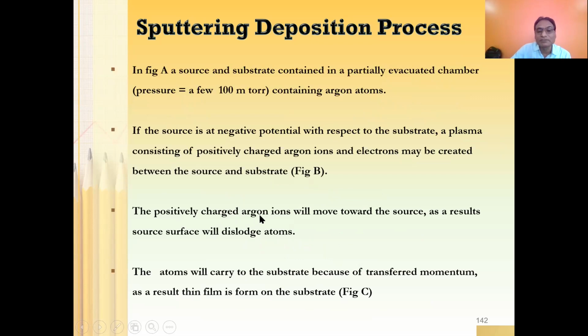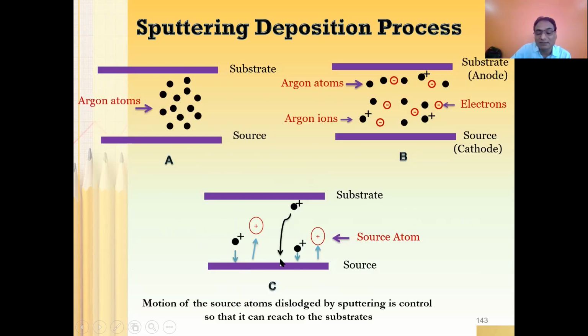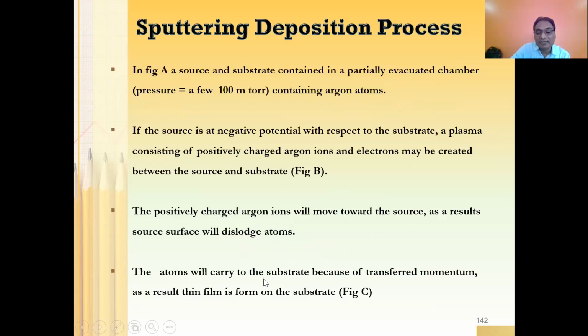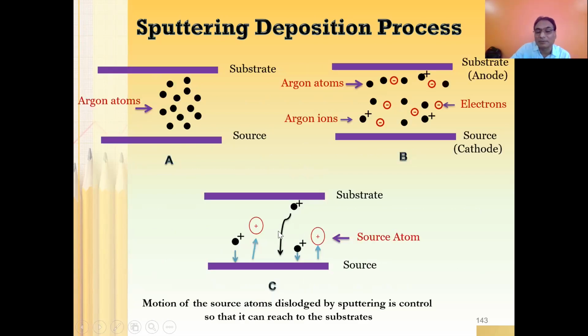The positively charged argon ions will move towards the source. As a result, the surface will dislodge some of the atoms, because the ions are going to have high energy and high velocity. And the atoms will be carried to the substrate because of momentum transfer. As a result, a thin film is formed on the substrate because of momentum transfer.